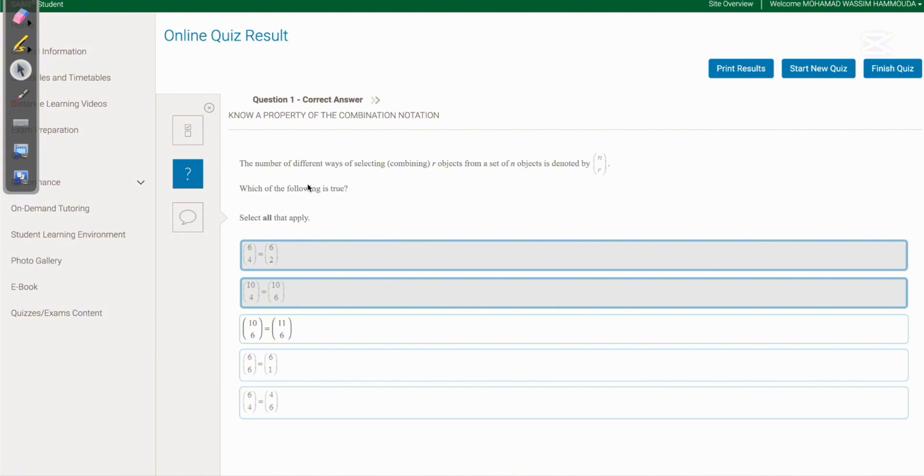The number of different ways of selecting, combining R objects from a set of N objects is denoted NCR. Which of the following is true? For this question, they want us to figure out which one of these terms are equal to the other. So let's start off with 6C4 and 6C2.